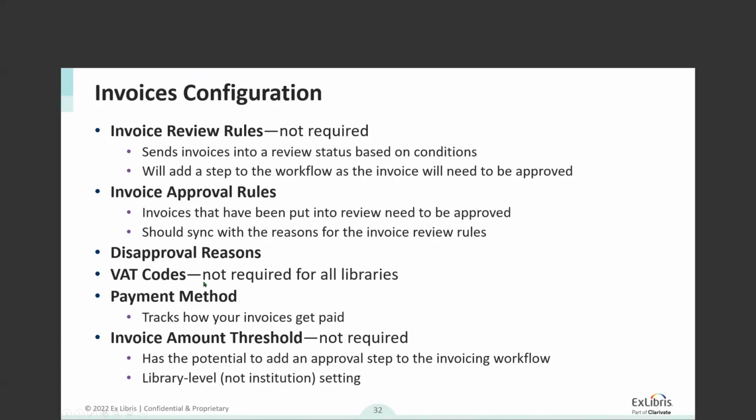VAT codes, if you are in a state or country that pays tax, for the VAT information, you'll need to configure those. Payment method, how your invoices get paid, the business office, credit card, cash, check. There are some lines filled in there, but you can edit them if needed. An invoice amount threshold. This is again an internal check that can throw the invoice into an approval stage where another library employee needs to go in and approve it to get it paid.